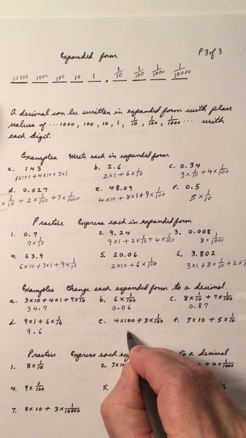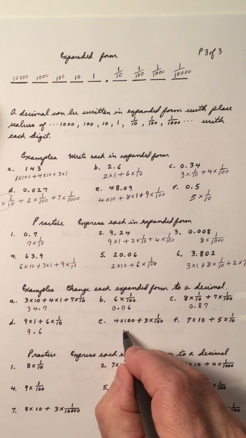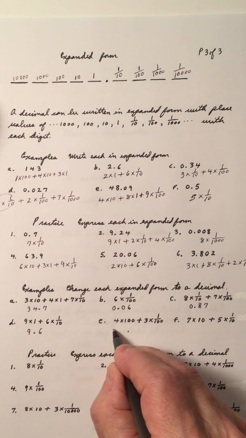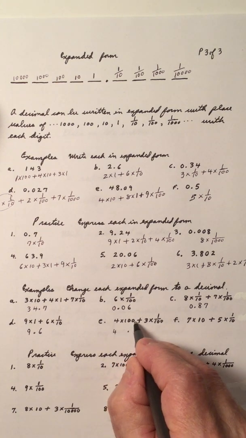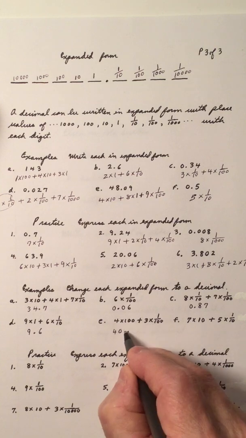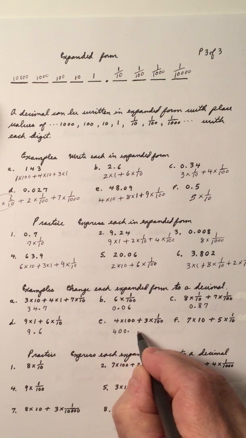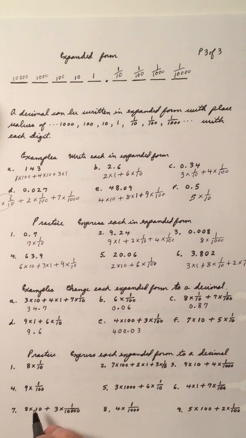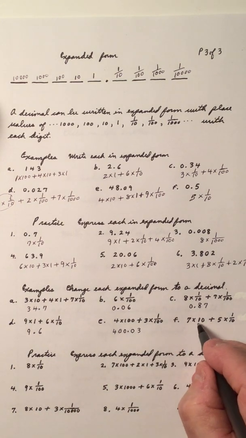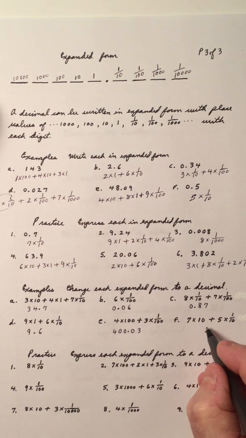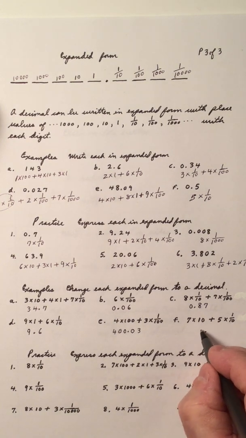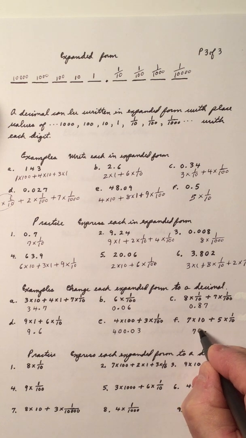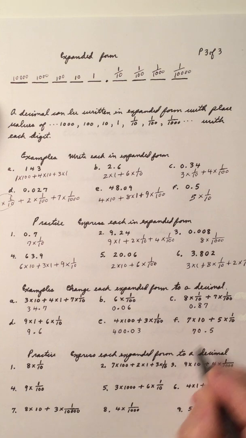4 times 100, here's the decimal, so that's 100 is the third spot to the left, so we got a 4. We have no tens, no ones, no tenths, but we got 3 times 1 over 100, 3 in the hundredths place. 7 times 10, decimal. Notice we have no ones, so tens is second spot to the left, no ones, and we got 5 tenths.